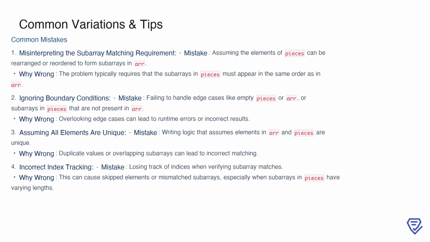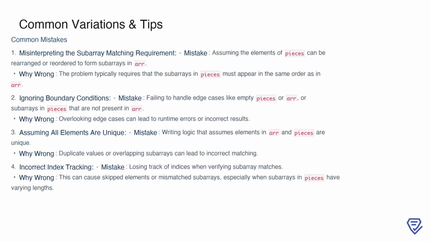Another common pitfall is ignoring boundary conditions, such as handling cases where pieces or ARR are empty, or when subarrays in pieces do not exist in ARR. Overlooking these edge cases can lead to runtime errors or incorrect outputs. Additionally, some people mistakenly assume that all elements in ARR and pieces are unique, which can lead to faulty logic. Duplicate values or overlapping subarrays require careful handling to ensure correct results.